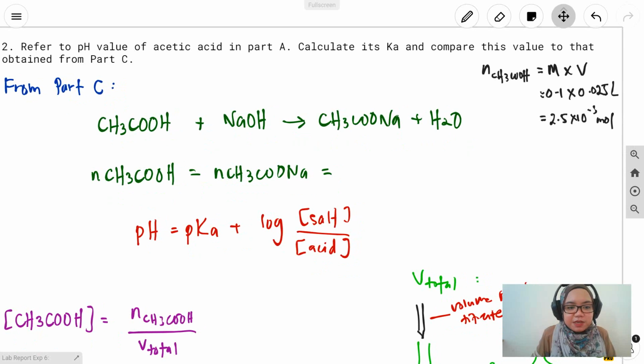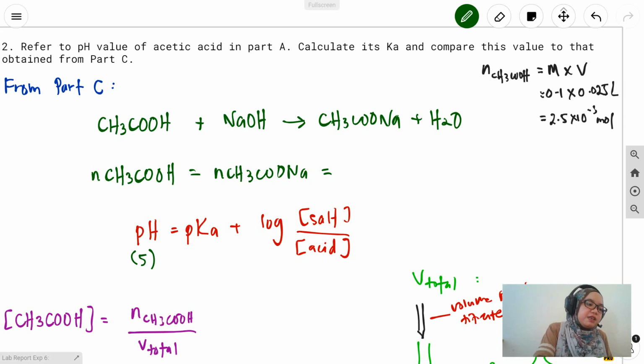So, here the pH is 5. So you need to find Ka. They want to compare the Ka from part C with the Ka from part A. Okay, so let's calculate from part C first.